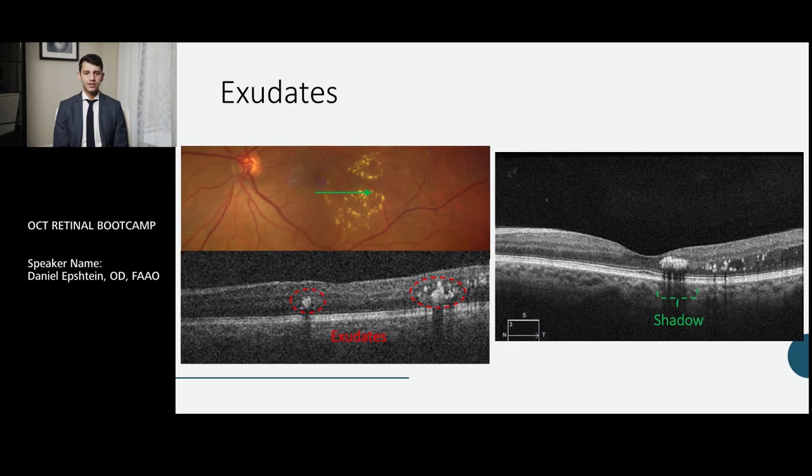Looking at exudates, these are usually in the middle of the retina, so around the outer plexiform layer. And these are going to be really hyper-reflective. In fact, they are going to create a shadow on the OCT where anything posterior to the exudates is going to be blacked out a little bit because the signal can't penetrate.